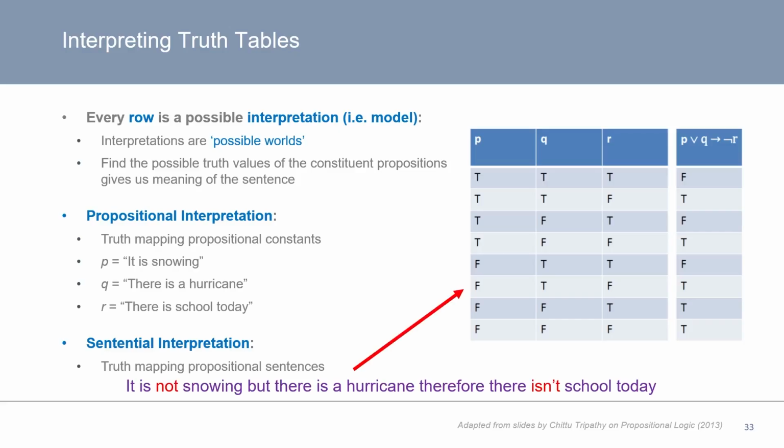Let's examine a single interpretation or model found in this truth table, specifically this row indicated by the red arrow. We could interpret this line as saying that it is not snowing, but there is a hurricane, therefore there isn't school today, which is based on the propositional sentence P or Q implies not R.